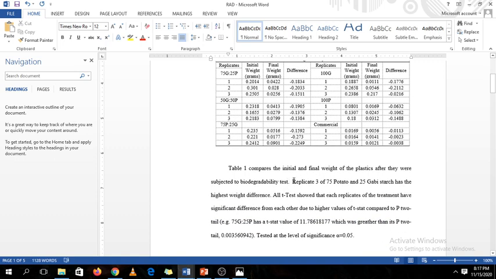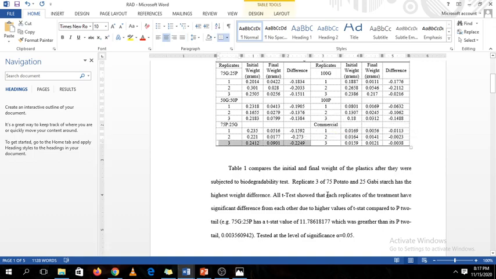So gin-cite mo din nga kung ano nga replicate ang may pinakataas or pinakagamay. So in this case, replicate 3 of 75 potato and 25 gabi has the highest weight difference. So 75 potato, 25 gabi has the highest weight difference.